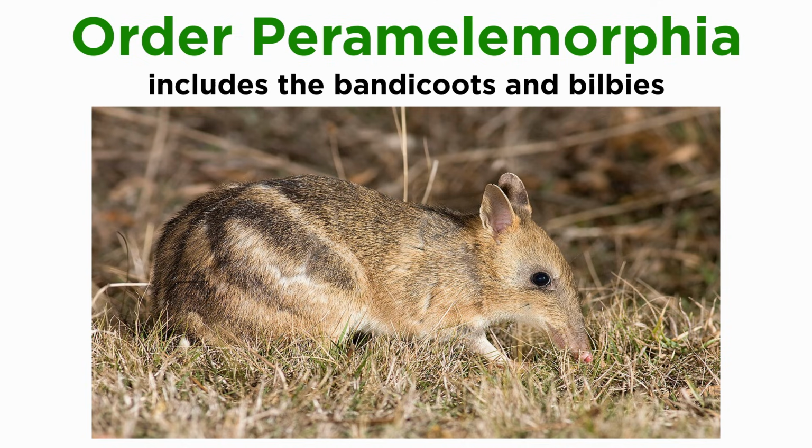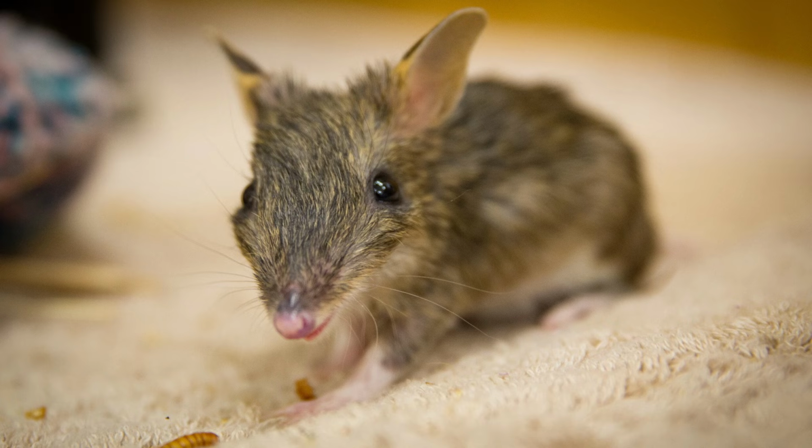Next up, order Peramelemorphia includes the bandicoots and bilbies, though the terms, as common names, are sometimes used interchangeably. They are often characterized by their V-shaped faces that end in their prominent and flexible noses, which make them similar in appearance to the elephant shrews, though they are not closely related, in another example of convergent evolution.